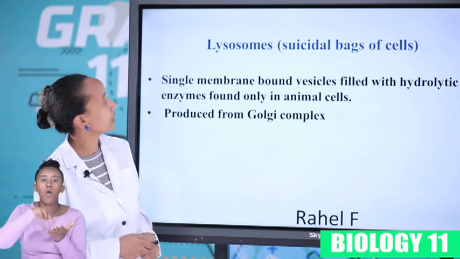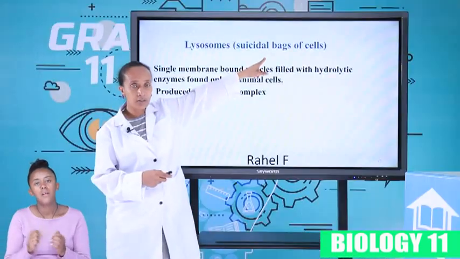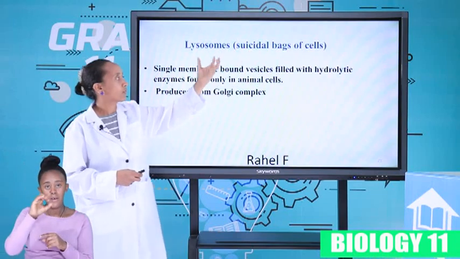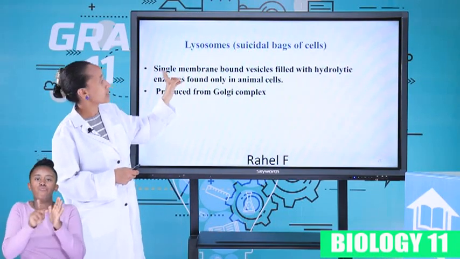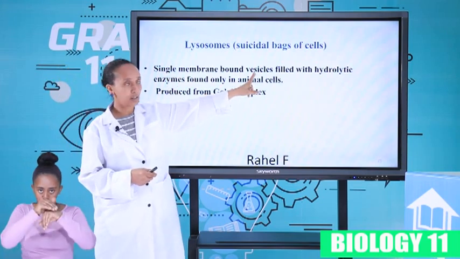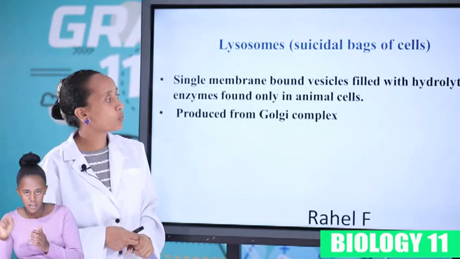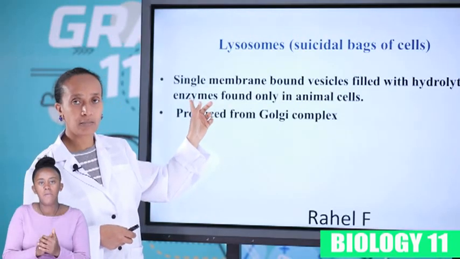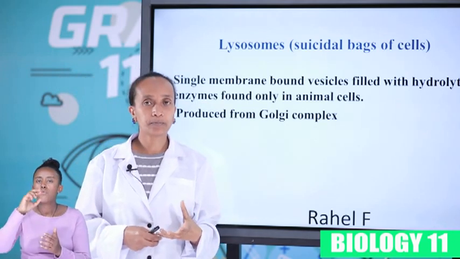The next structure is lysosomes. They are known as suicidal bugs because of their activity in the cell. Lysosomes are single membrane bound vesicles filled with hydrolytic enzymes. Can you tell me what we mean by hydrolytic enzymes?